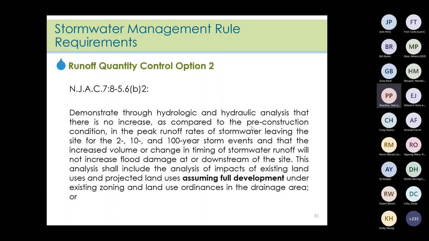The analysis needed here must demonstrate that no flooding will occur at or downstream of the site. This has to assume full development under existing zoning in the drainage area. That extends beyond the site, both upstream and downstream, within the HUC 14 area. Because of how detailed the analysis required is, this is the least chosen option to meet the runoff quantity control standard.